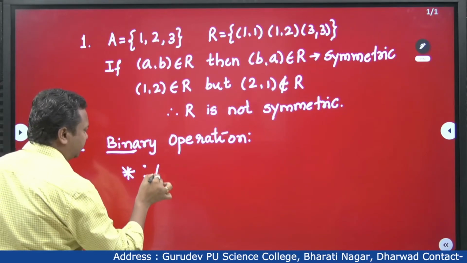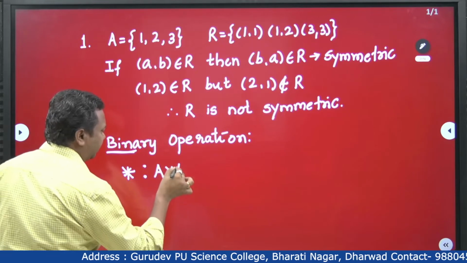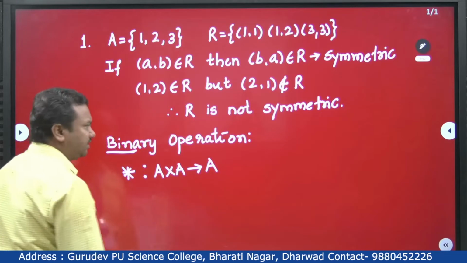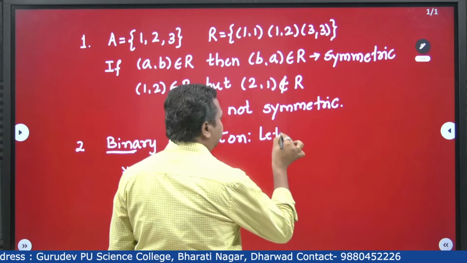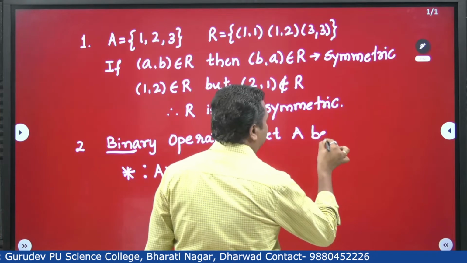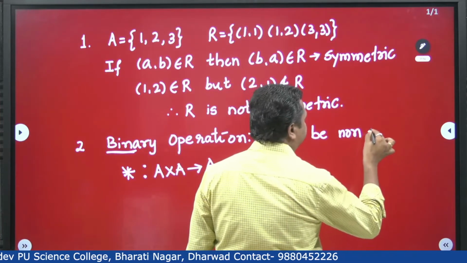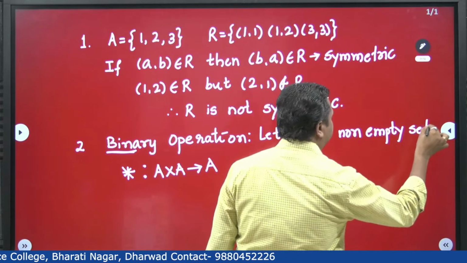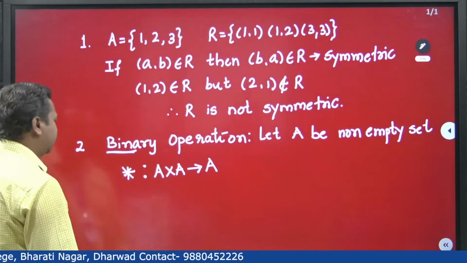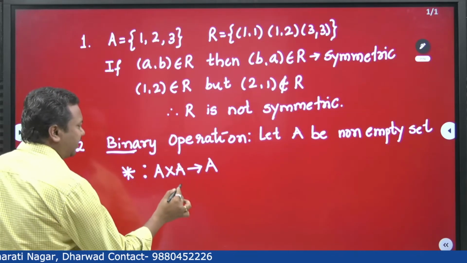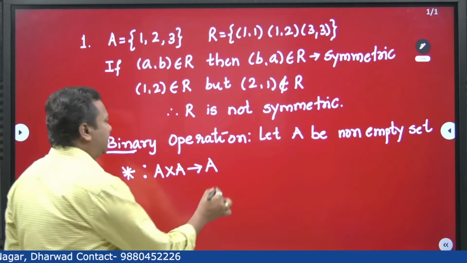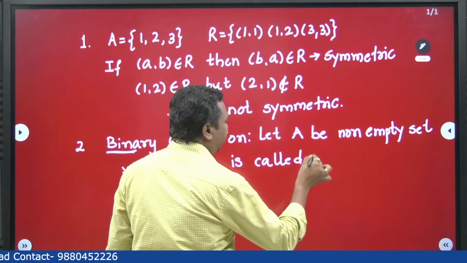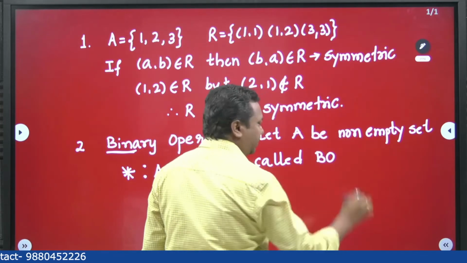You need a domain. What is the domain in this case? A cross A. And you need a range. What is the range? A set A itself. It means, let A be a non-empty set defined such that star from A cross A to A is called a binary operation.